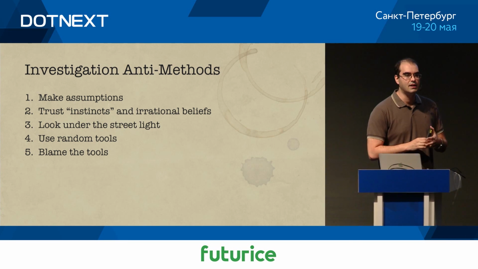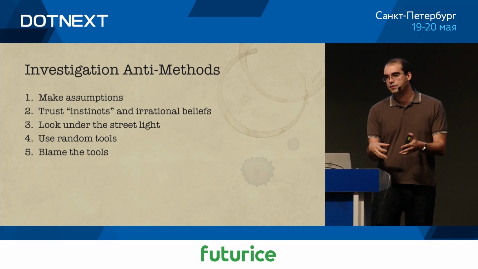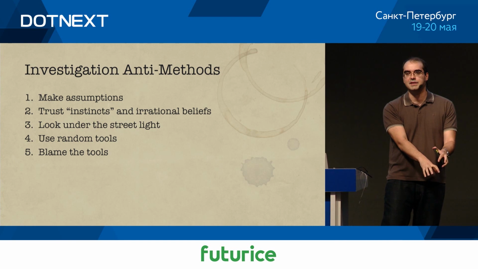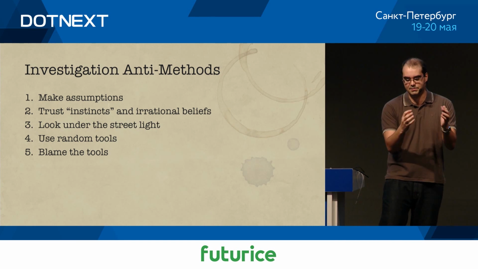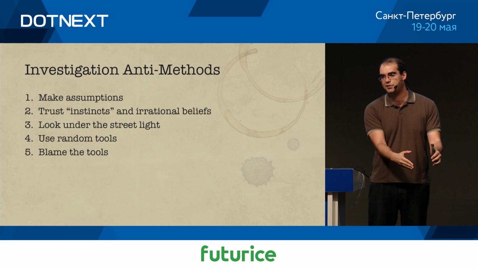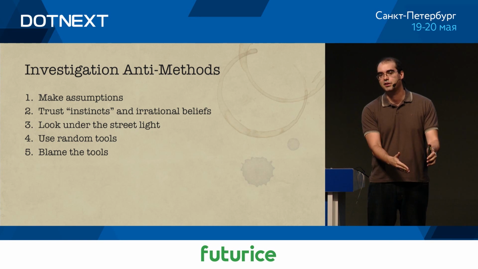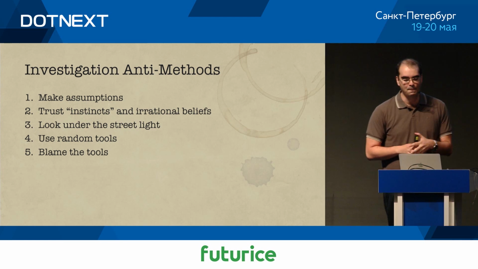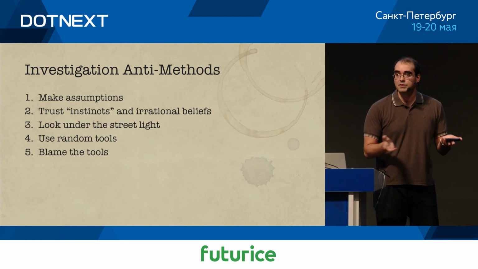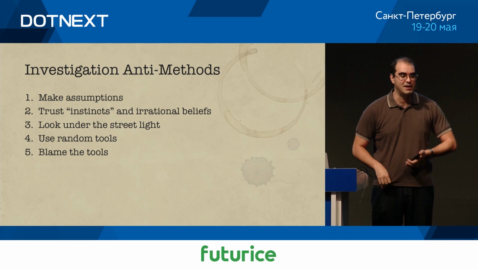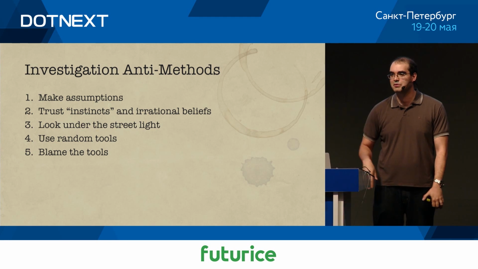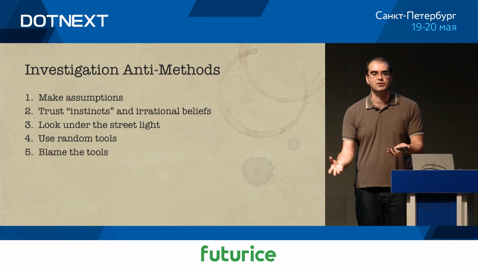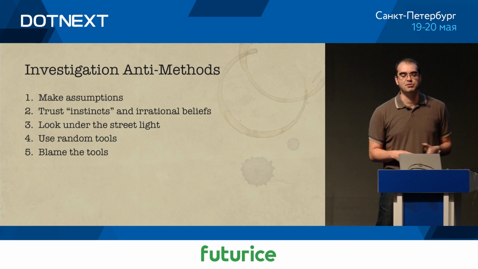complex systems. Looking under the streetlight, by which I mean, you know, there's a streetlight pointing to a certain place and you can see nothing else but this particular spot. So you look there and you keep trying and you keep looking even though it's just this one spot that you happen to have a light on. Using random tools, because you bought a tool, you paid money for it, so let's run the tool, see what it says. And blaming the tools, so not believing the tools, and again, this comes back to trusting your instincts.